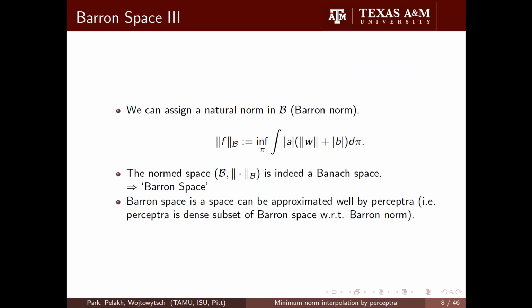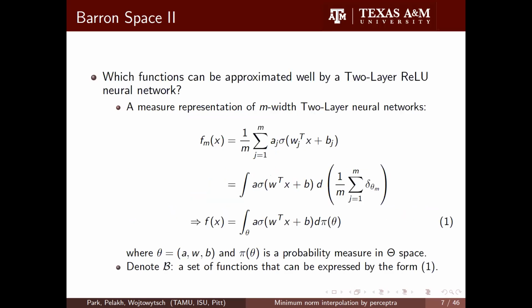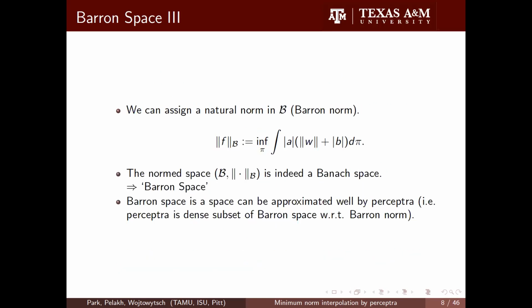This is known to be a norm. You can check, it's not very easy because you have those integrals and an infimum, but it is a norm. So B with the Baron norm is indeed a Banach space. We can check that it's indeed complete. So we call this space a Baron space. Baron space is a set of functions that can be approximated well by perceptrons. In other words, perceptrons are a dense subset of Baron space with respect to the Baron norm. So our question was: which functions can be approximated well by a two-layer ReLU neural network? And our answer is Baron space. Any questions?